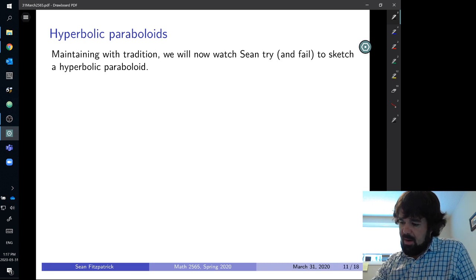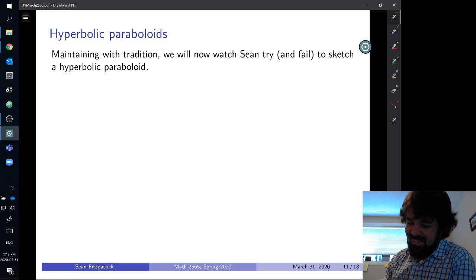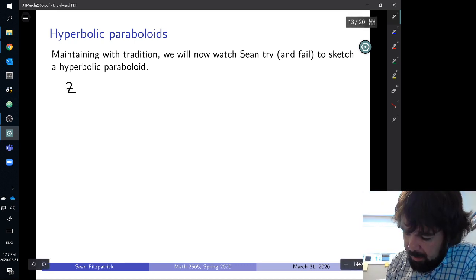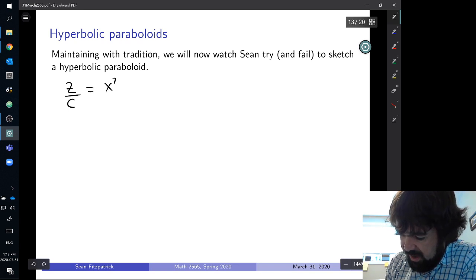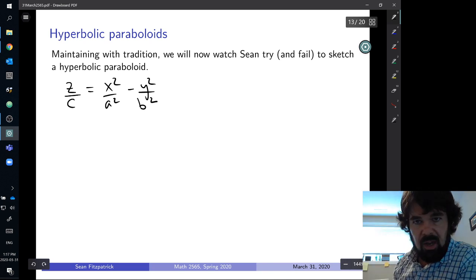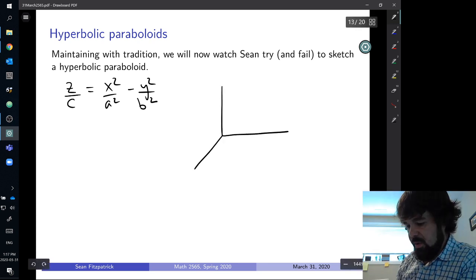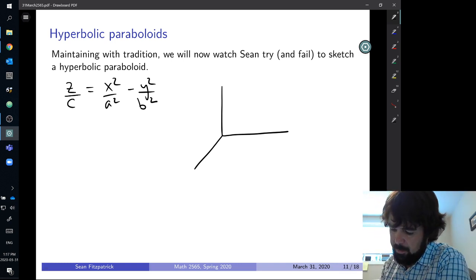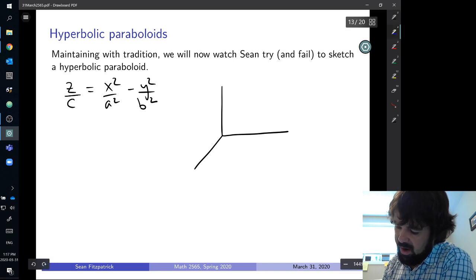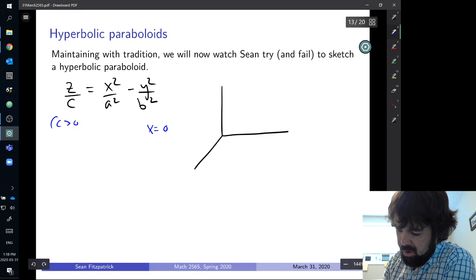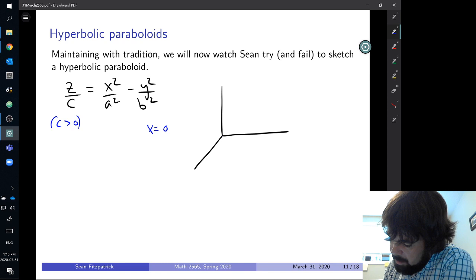Hyperbolic paraboloids. So hyperbolic paraboloids are hard to draw. Here's what a typical hyperbolic paraboloid would look like: z over c is like x squared over a squared minus y squared over b squared. And again, we can swap up the roles of x and y here. But what you get is, if you put, say, x equal to 0, and this is why if you try to draw these traces, it always looks bad, right? The x equals 0 trace, and let's assume for now that c is positive, is going to be a parabola that opens down, like this, okay?